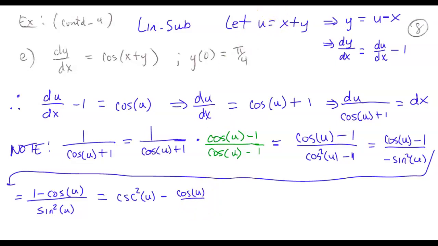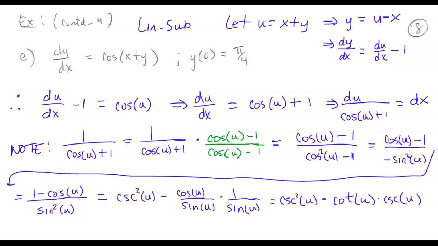I have sine squared, not sine. So this is going to be sine of u times 1 over sine of u. And essentially what I'm trying to get at here is that cosine over sine is cotangent, and 1 over sine is cosecant. So I'll have cosecant squared u here minus cotangent u times cosecant u.